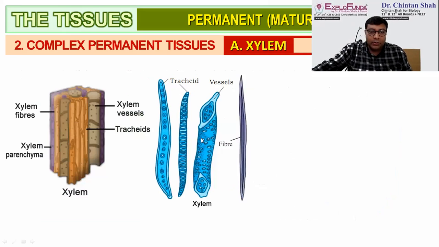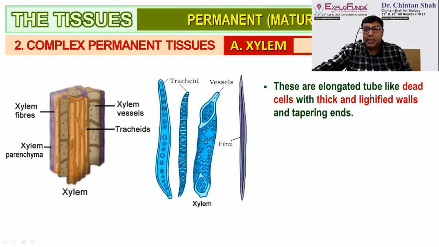Either it is pitted. This is known as what? Pitted. Lignin is present in the pitted form. This is the bordered pitted, and this is the annular. So this is a tracheid and this is a trachea. These are the xylem fibers, xylem vessels, tracheids and xylem parenchyma. These are the parts of the xylem.